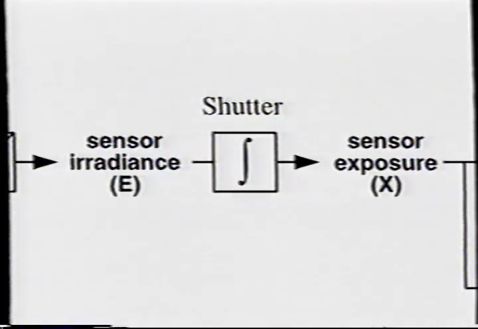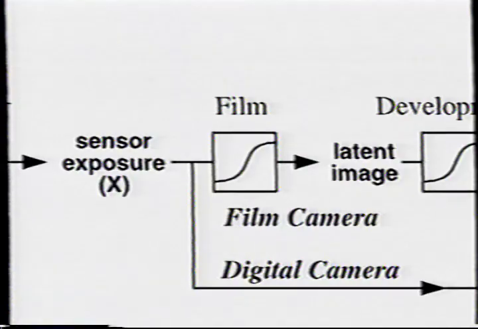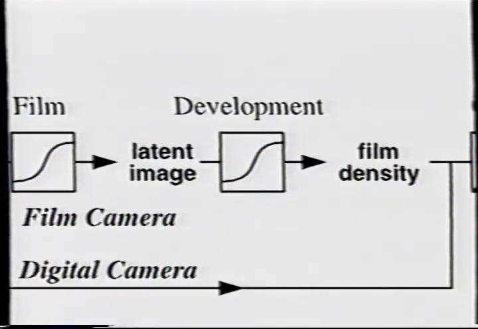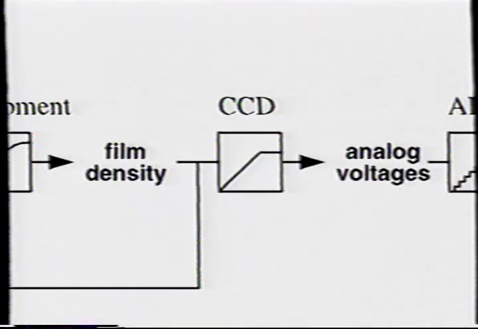The shutter integrates this irradiance over time to produce film exposure, forming a latent image according to the film response curve. The latent image is developed to produce variations in film density, which is also a nonlinear mapping. The film is then scanned using a CCD array scanner, changing the film densities into voltages.